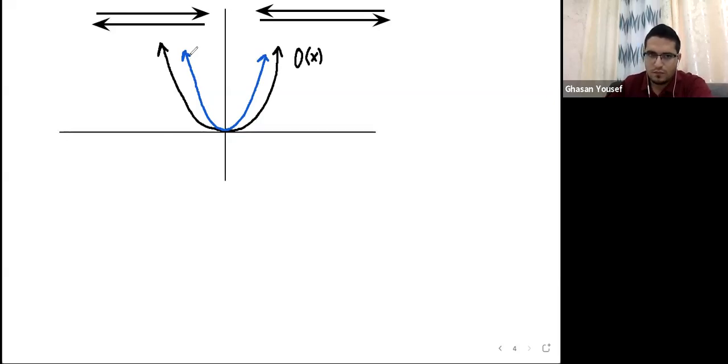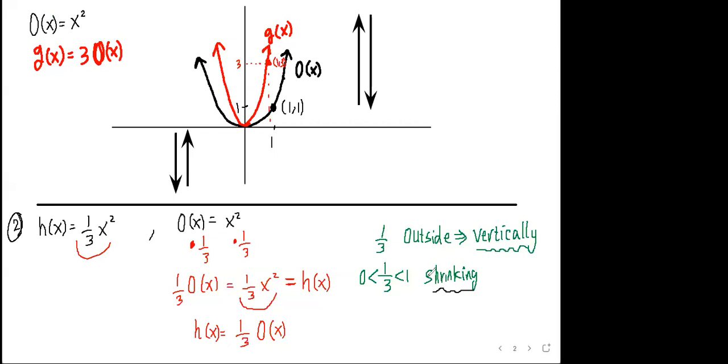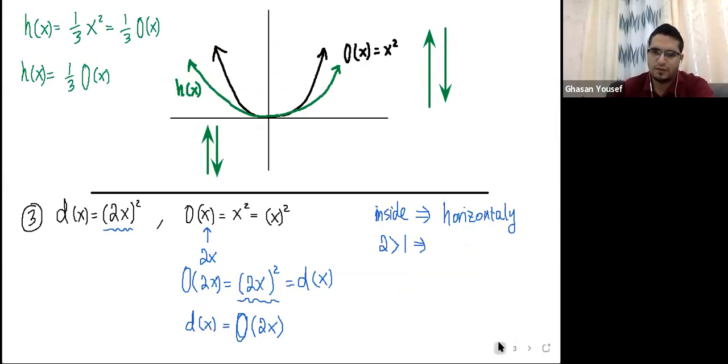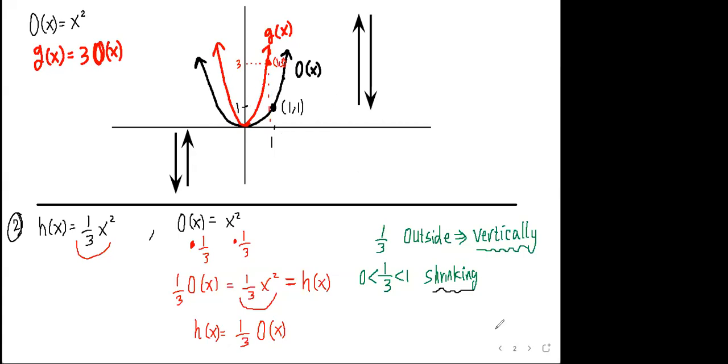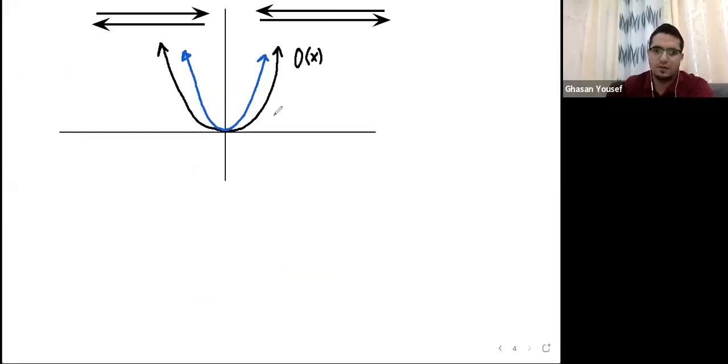So wait, isn't this the same exact thing we did for the vertical shrinking? Yes, it looks like the vertical shrinking. Yes, no, vertical stretching, like this. Oh yeah, that makes sense. Yeah, so it's similar to the vertical stretching. This here is d of x.